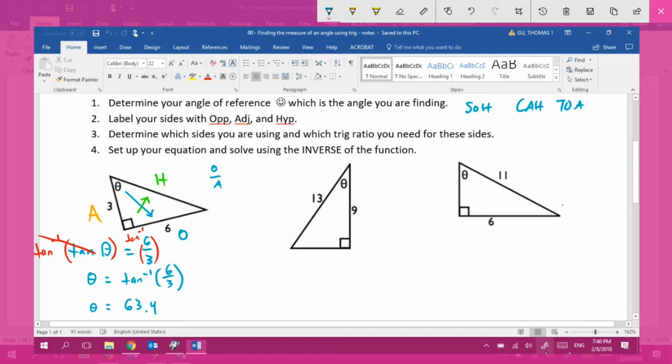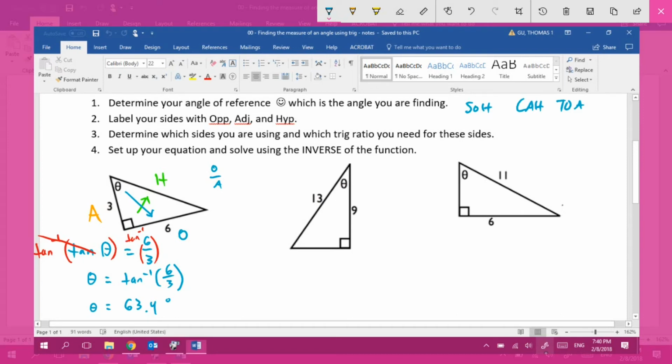63.4 degrees. Remember, theta is in degrees, so if you don't write degrees, then we don't even know what we're talking about, so make sure you write the degrees for theta. That's all this is: you're just setting up that equation, taking the one step using the inverse trig ratio, and that is it. So let's do number 2.